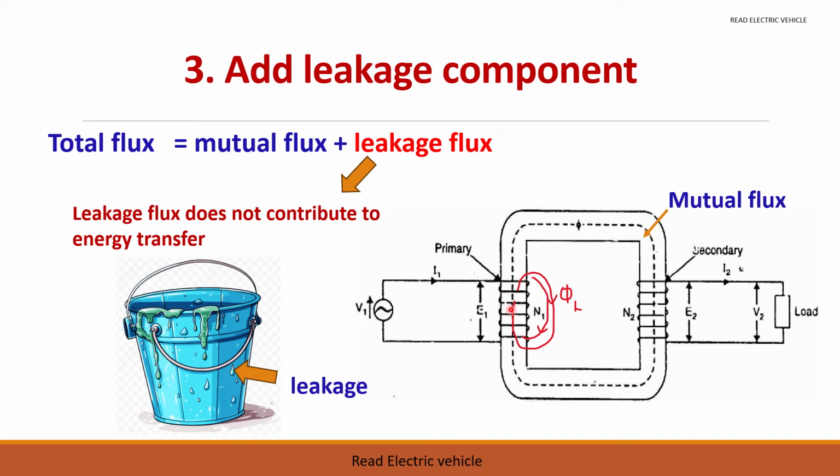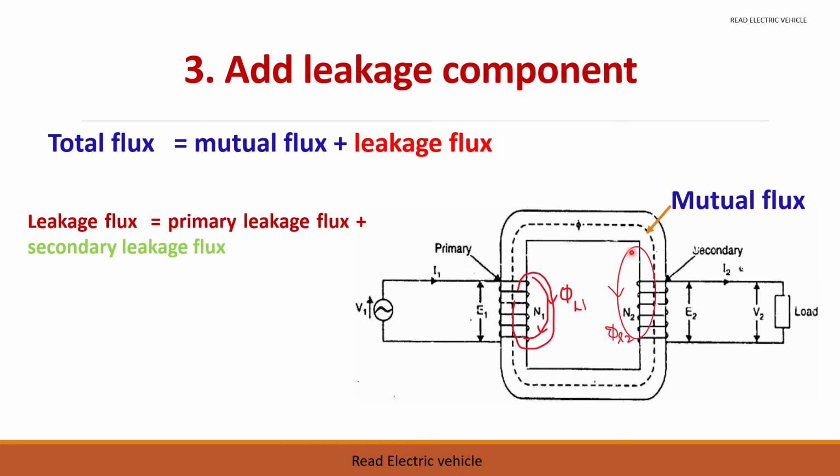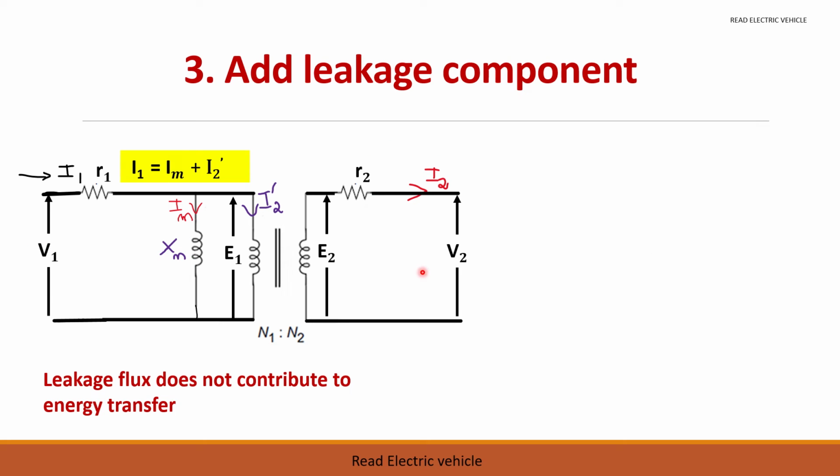Not only primary flux, the flux in the secondary side also, this secondary MMF will produce some flux which will be linking with the secondary alone, not with the primary. So there will be secondary leakage flux also. So let us see how to add this leakage component into the equivalent circuit.